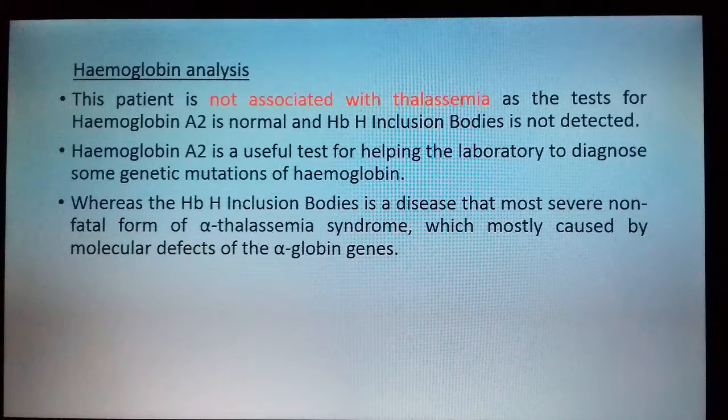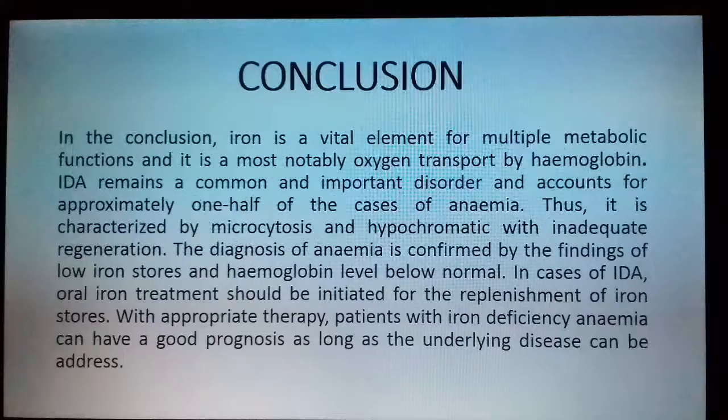Hemoglobin analysis. This patient is not associated with thalassemia as the test for hemoglobin A2 is normal and hemoglobin H inclusion bodies is not detected. Hemoglobin A2 is a useful test for helping the laboratory to diagnose some genetic mutations of hemoglobin, whereas the hemoglobin H inclusion bodies is a disease that is the most severe non-fatal form of alpha thalassemia syndrome, which is mostly caused by molecular defects of the alpha globin genes.